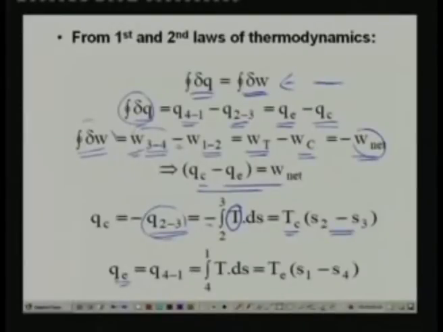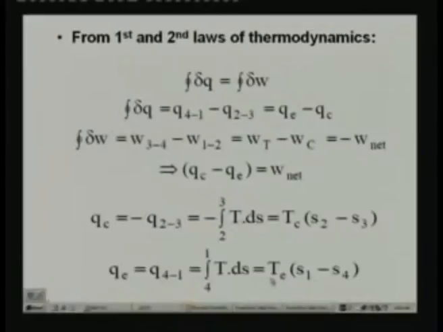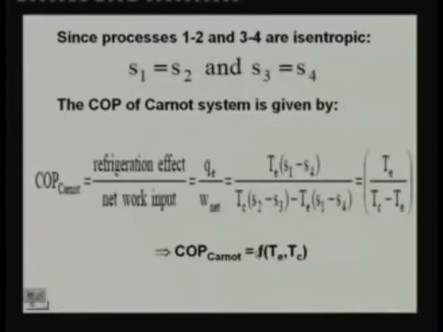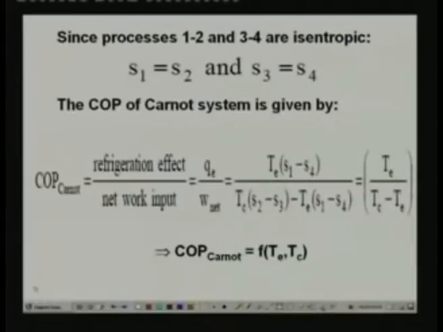Similarly, QE, that is the refrigeration effect, is nothing but the heat transferred during process 4 to 1. Again, this is a reversible process, so you can write this as integral TdS from 4 to 1. Temperature remains constant at the evaporator temperature TE. So, integral TdS is equal to TE into S1 minus S4. Since processes 1 to 2 and 3 to 4 are isentropic, S1 is equal to S2 and S3 is equal to S4, because the expansion and compression processes are isentropic processes.